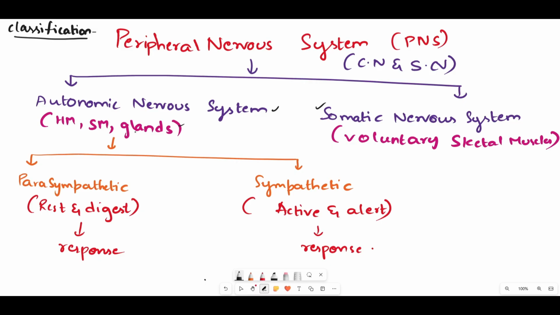The autonomic nervous system is further divided into two: the sympathetic nervous system and the parasympathetic nervous system. The sympathetic nervous system provides a fight or flight response, which is simply the active and alert responses produced by it. Whereas the parasympathetic nervous system provides a rest and digest response. So that is all about the classification.